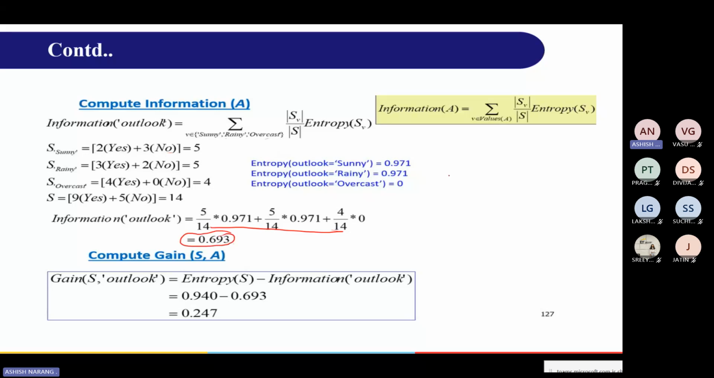So it was 0.940 for the data set. When I choose Outlook, it reduces to 0.693. So we calculate the information gain, 0.940 minus 0.693. This is the information gain, which is 0.247. Similarly, I will calculate this information gain value for the other attributes.